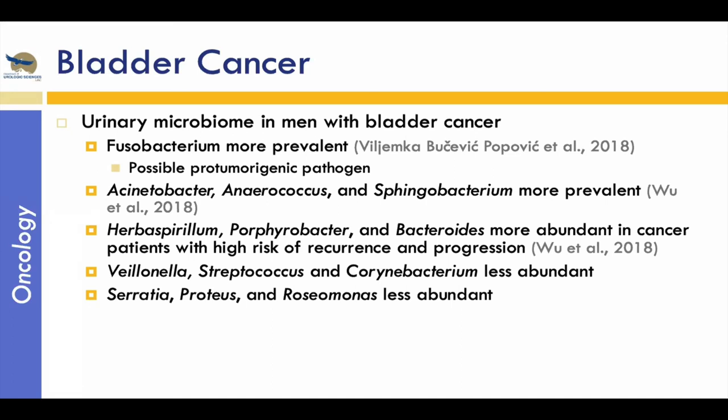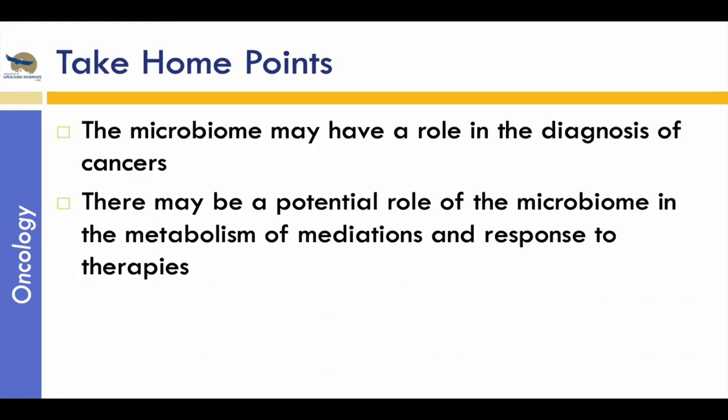Other bacteria they found were more abundant in patients specifically with a high risk of recurrence and progression, but this remains to be validated. And the evidence on this is not very strong. Studies are normally 10 to 20 patients, and it's just all starting. So the take-home points from this is the microbiome may have a role in the pathogenesis and diagnosis of cancers. And I think more interesting, there may be a role of the microbiome in the metabolic response to medications and the response to therapies.